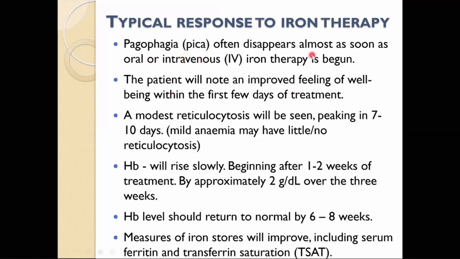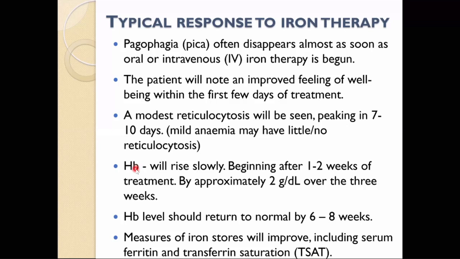So when we look at the typical response to therapy, usually this pica disappears almost as soon as you start therapy, right? Within a few days, this pica and things should disappear. And then the patients will feel better. Their fatigue will resolve. They'll feel better within a few days of starting treatment. And by about 2 weeks, 10 to 14 days, if you do a full blood count and a blood picture, you will see a reticulocytosis. There will be more reticulocytes appearing in the blood. But in mild anemias, you might not see this, but in moderate to severe anemia, you will see this reticulocytosis.